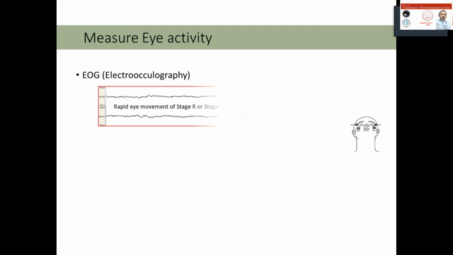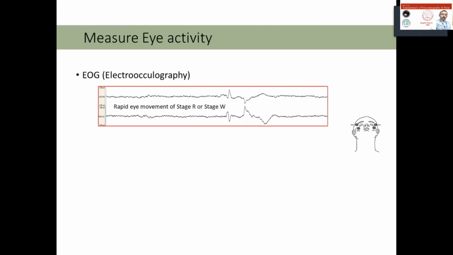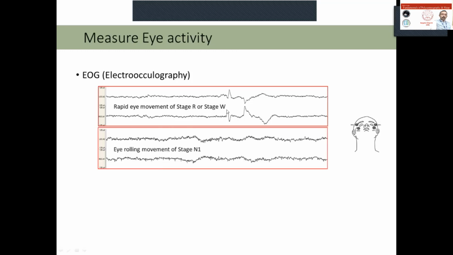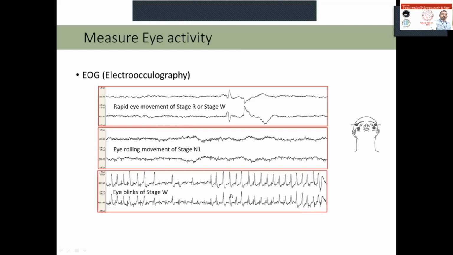Now this is EOG. So based on that, if eye movements are rapid, you can see this kind of measurements, and these are seen in rapid eye movement, sleep and wake. Sometimes the eye will be slowly moving, called rolling eye movement, seen in N1 stage, and sometimes the deflection will be in the same direction.